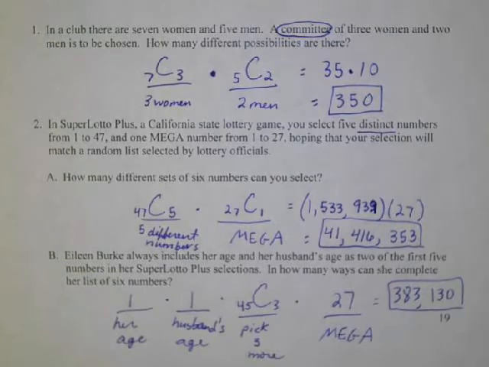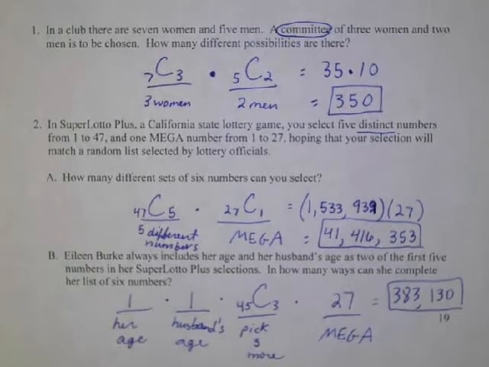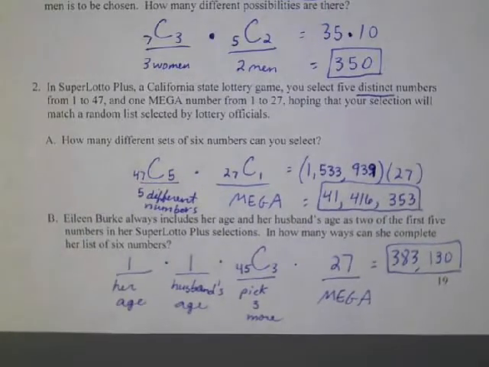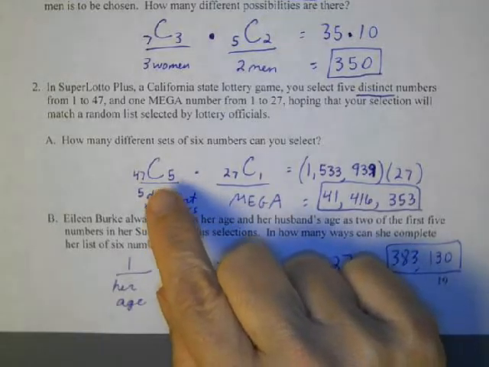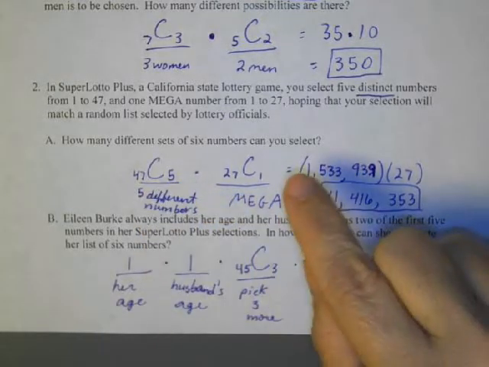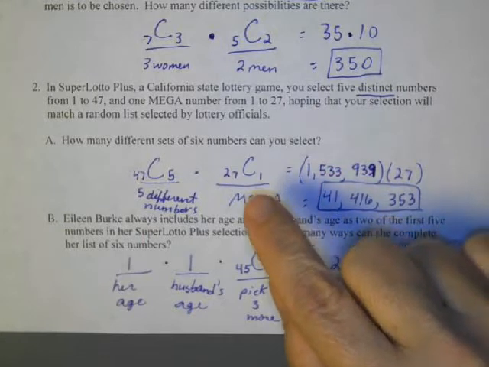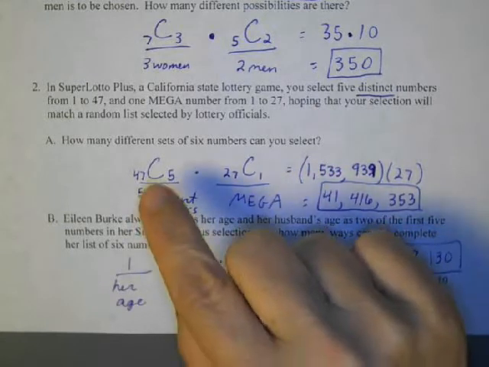Alright, so in a Super Lotto Plus, we're going to say that in the California State Lottery game, you select 5 distinct numbers from 1 to 47. That means they're all different. And then you choose one mega number from a different pool of numbers 1 to 27. So how many different sets of 6 numbers can you select? Well, this is a 2-part task because you're choosing 5 numbers from the first set and 1 number from a different set. Now when you play the lotto, order doesn't matter.